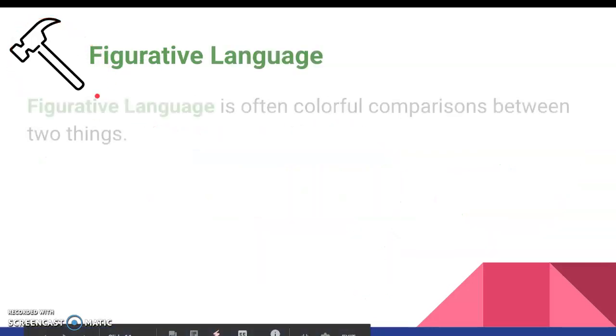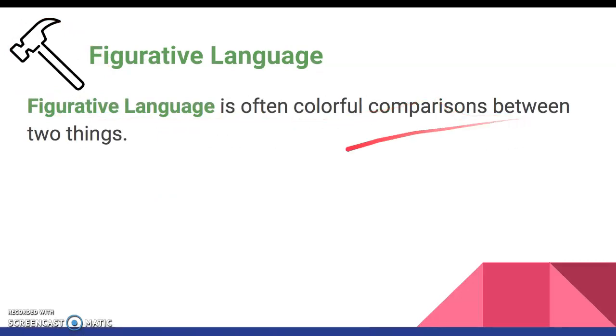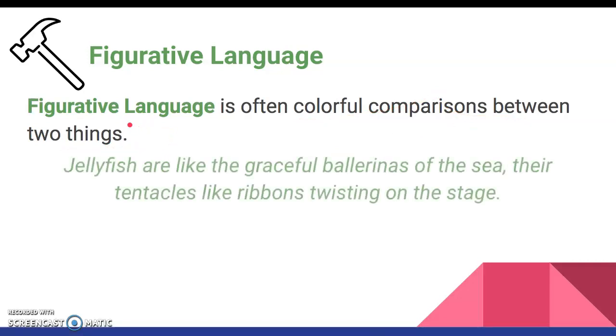Alright, figurative language. Let's use a hammer. Figurative language is often colorful comparisons between two things. This is when we use words in a beautiful way to try to capture our reader's attention. Jellyfish are like the graceful ballerinas of the sea, their tentacles like ribbons twisting on the stage. So I compared jellyfish to ballerinas and their tentacles to ribbons. That's a way for me to capture your attention so that you're more interested in what I have to say.